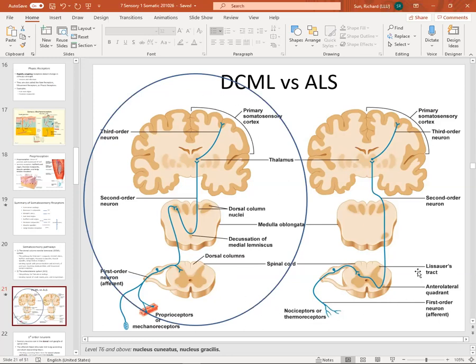We later will talk about the ALS. This one will be the nociceptor and the temperature. So this one is from the free nerve ending.